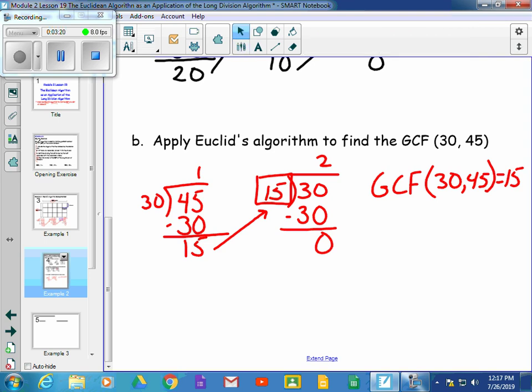Make sure that you guys don't get Euclid's algorithm confused with the division algorithm. This is used to find the greatest common factor, not to divide a number into another number.